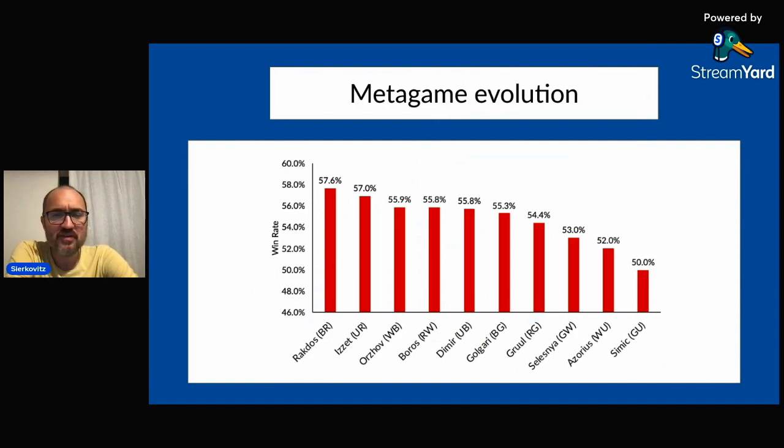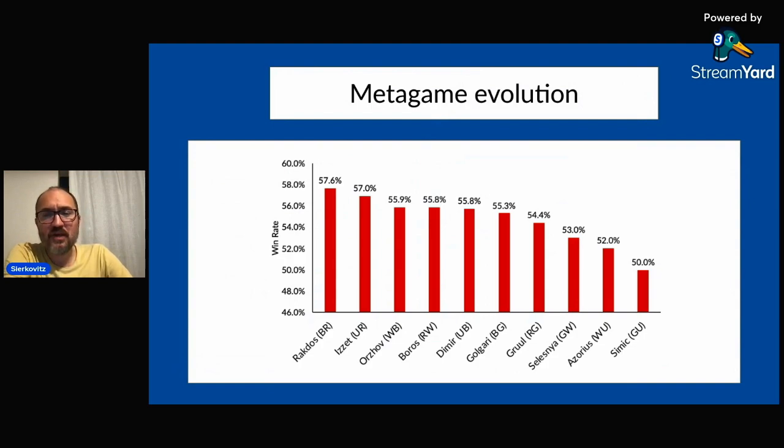And then you have a drop of like 1 percentage point roughly at 56, and you have Orzhov, Boros, and Dimir, which are more or less even. And then you have a slight drop off of Golgari. Just to give you a bit more context, I look at the win rates of Rakdos decks and Rakdos with splash decks. And it so happens that Golgari has a much bigger fraction of the splash decks, and splash decks are doing much worse in this format, and that's why the win rate of Golgari is slightly lower. I think pure Golgari is on par with Orzhov, Boros, and Dimir.